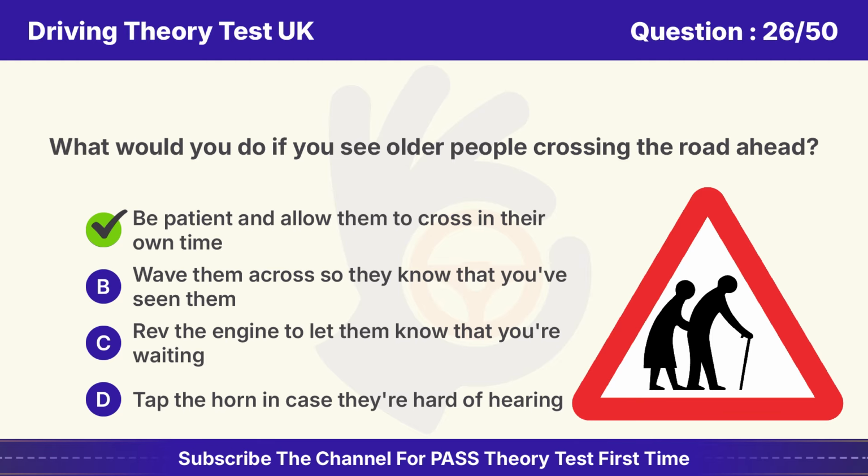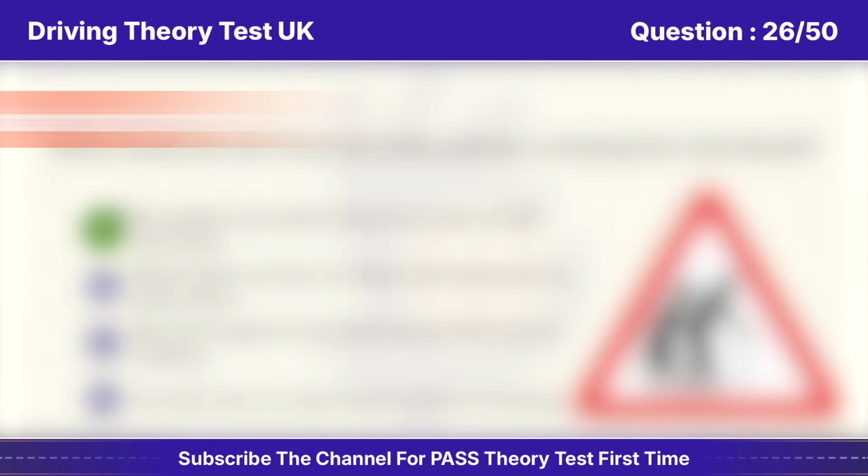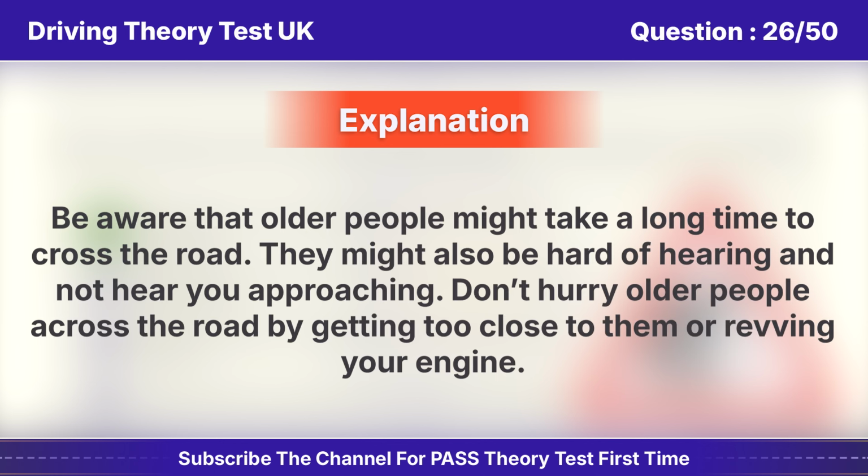Answer is A. Be patient and allow them to cross in their own time. Be aware that older people might take a long time to cross the road. They might also be hard of hearing and not hear you approaching. Don't hurry older people across the road by getting too close to them or revving your engine.